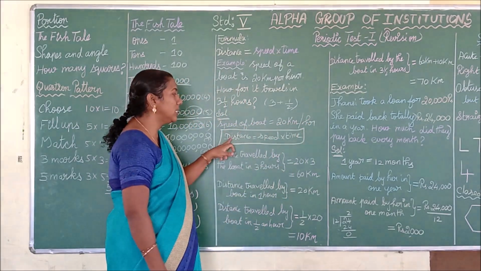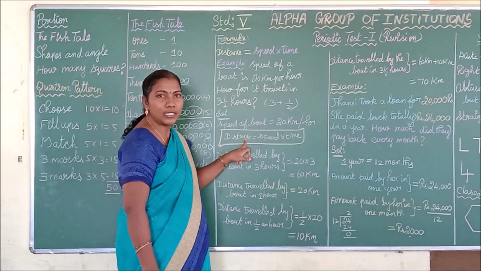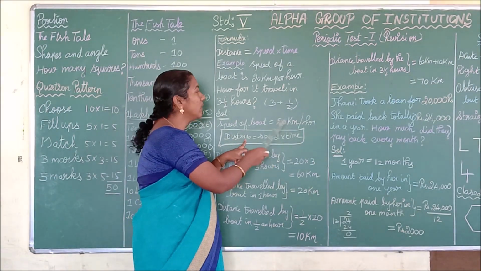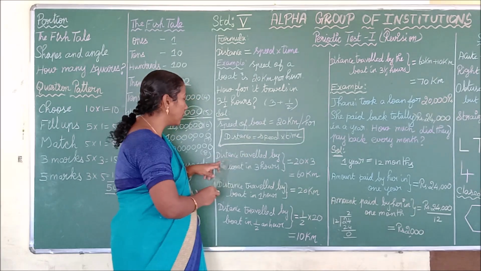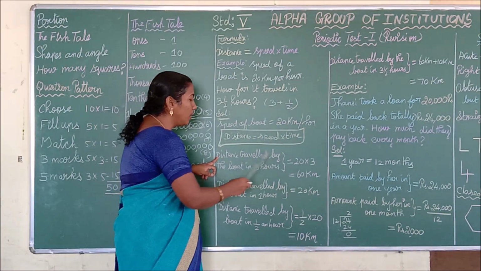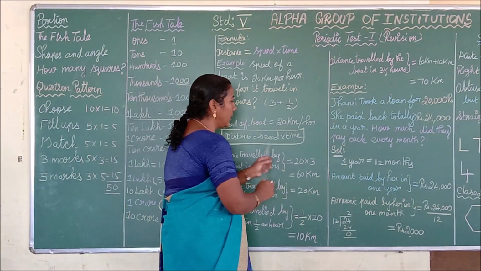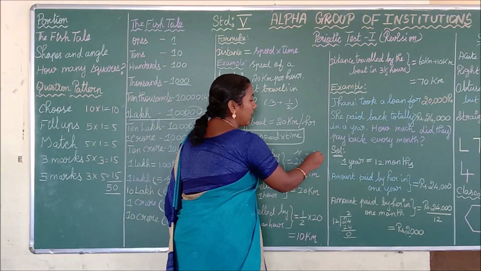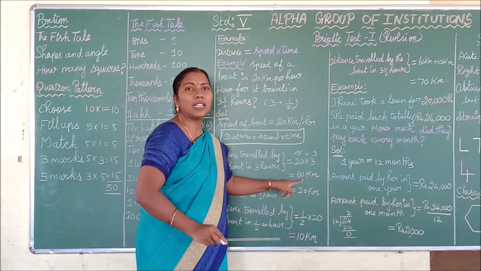What is the formula? Distance equals speed into time. So to calculate the distance, you have to multiply the speed by time. Here first we are going to calculate the distance traveled by the boat in 3 hours. So first we write distance traveled by the boat in 3 hours equals, here first we have to write the speed. What is the speed of the boat? 20. And what is the time? 3 hours. So we are multiplying the speed by time. You get the answer as a distance.